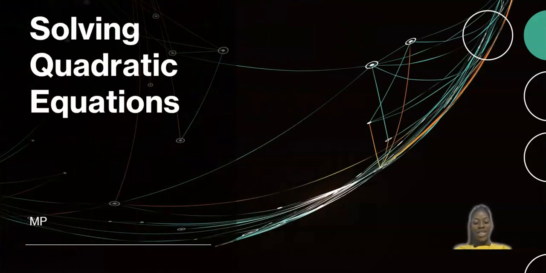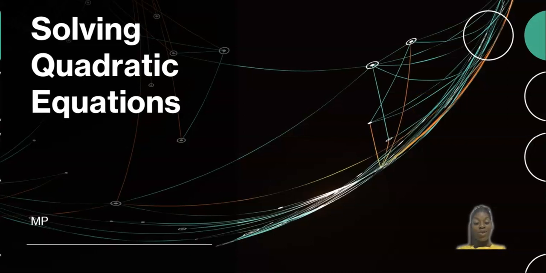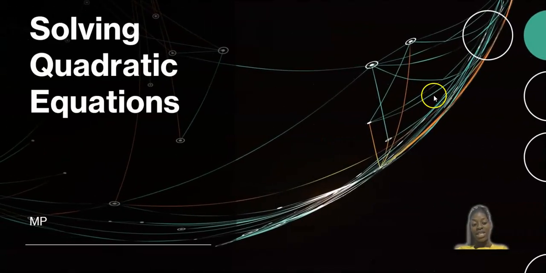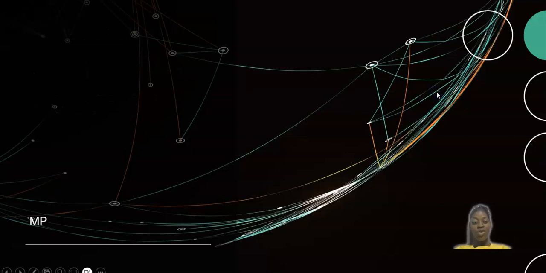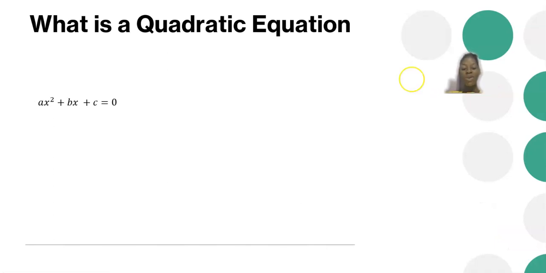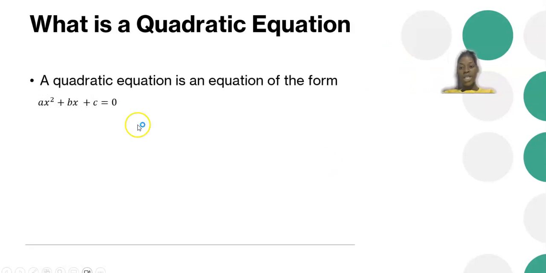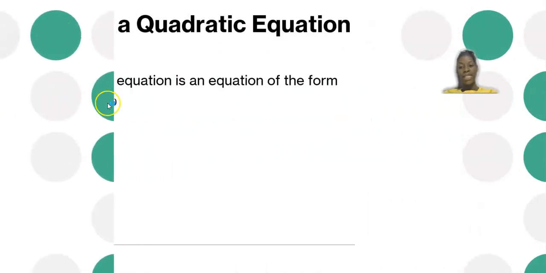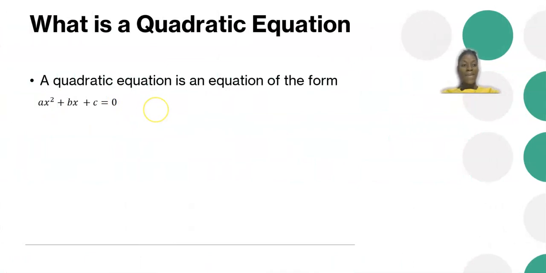Alright, so in this video we're looking at solving quadratic equations, and we are particularly looking at solving quadratic equations by factorization. So let's do an overview and see what's up. What is a quadratic equation? A quadratic equation is an equation of the form ax squared plus bx plus c is equal to 0. What makes it quadratic? The fact that it has an x squared term.